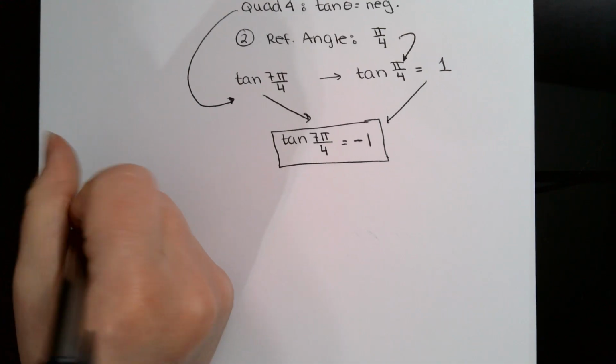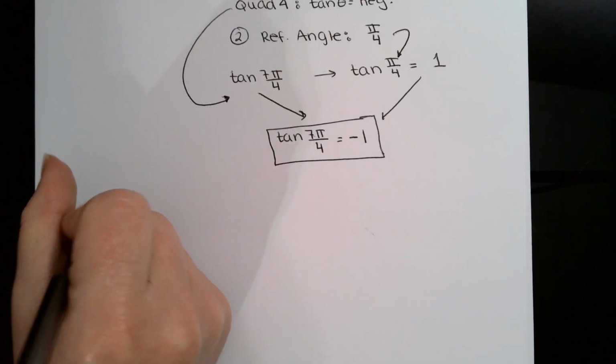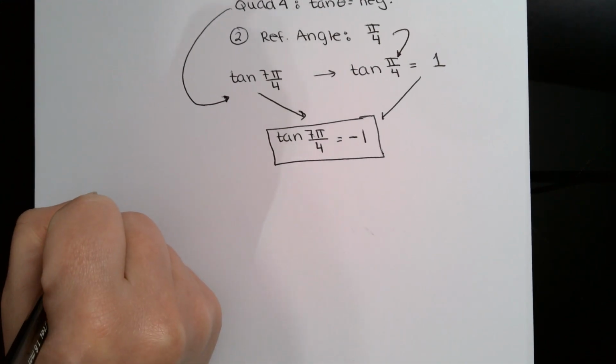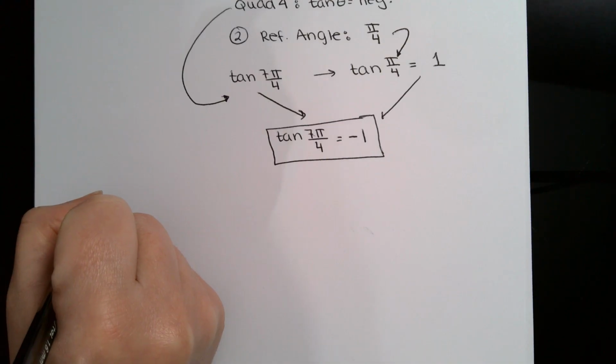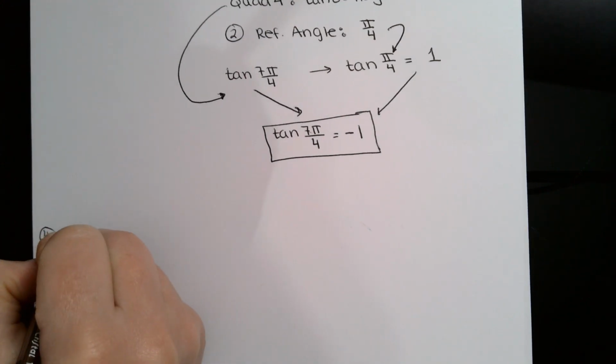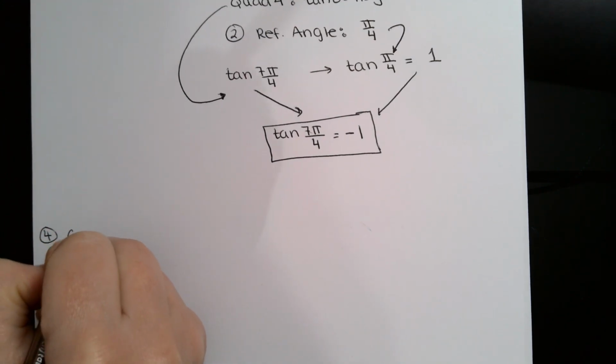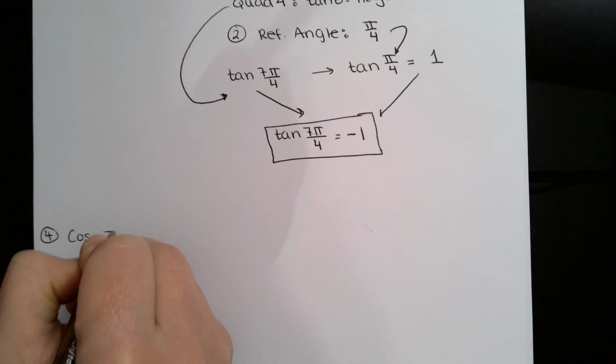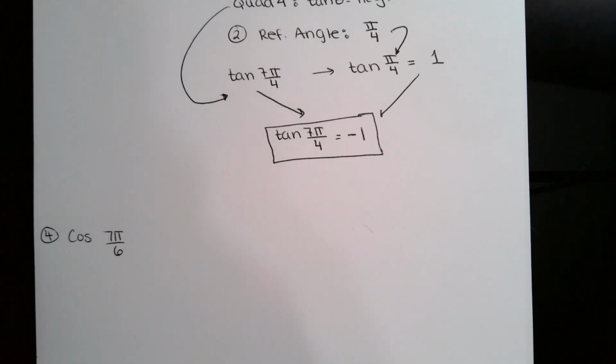Right, we haven't done anything with a denominator of 6, so let's go ahead and do a denominator of 6. Did we do something with the denominator of 6? No, we didn't. All right, let's do cosine of 7 pi 6.